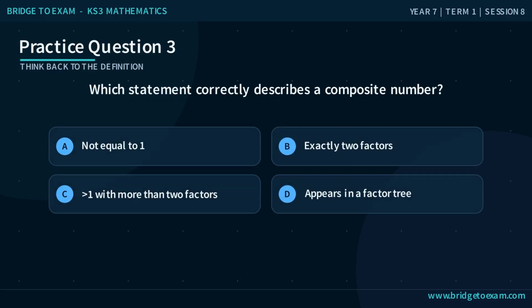Practice question 3. Which statement correctly describes a composite number? Option A, any whole number that is not equal to 1. Option B, a whole number with exactly 2 factors. Option C, a whole number greater than 1 with more than 2 factors. Option D, any number that appears in a factor tree. Pause the video and think back to the definition.